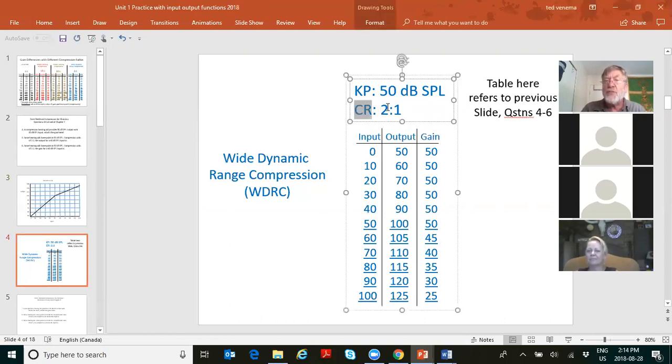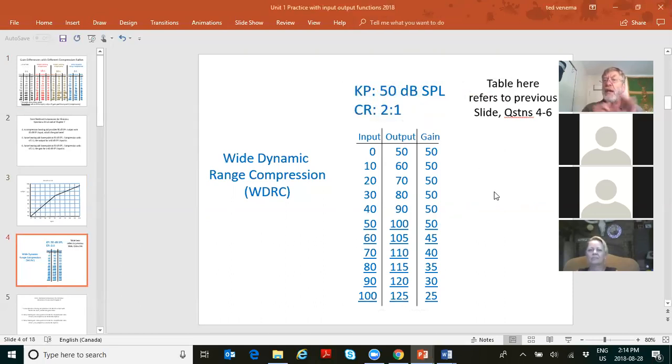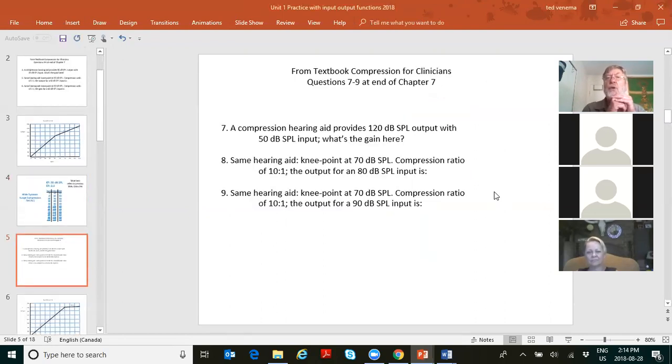Compression ratio is 2 to 1, and the knee point was set at around 50, and that's a common situation for mild to moderate hearing losses. This is a type of compression used. It's very, very common. Now, if you go to questions 7 to 9 at the end of chapter 7, we'll take a look at the opposite type of compression. Totally, okay? Look at this, look at question 7. We're going to look at a different kettle of fish here, and then we'll call it a day, okay?